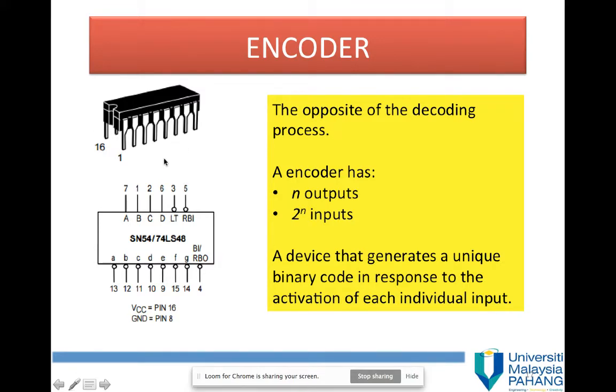So these are the ICs of the encoder. If you look at the symbol here, it's not much different compared to the decoder. It has n outputs and 2 power of n inputs. The number of inputs is more compared to the outputs. It is vice versa compared to the decoder. The encoder is a device that generates a unique binary code in response to the activation of each individual input.